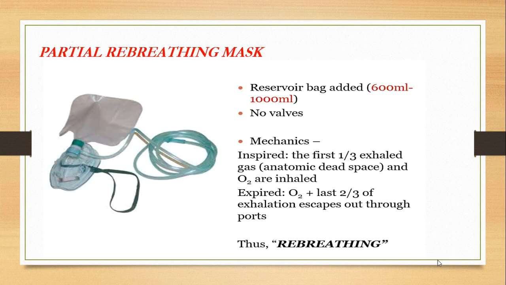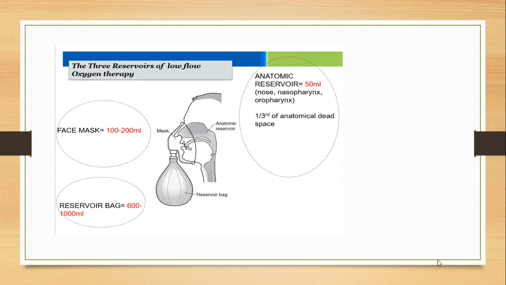Then coming to the partial rebreathing mask, it is again more or less like a face mask only with a small bag with a capacity of about 600 ml to about 1 liter attached to the mask. The mechanics is when you are inspiring, 1/3 of the exhaled air which is in the reservoir plus 2/3 of the fresh oxygen is inhaled by the patient, and when expiration occurs, 2/3 of the exhalation escapes with a little bit of oxygen. So these are the basic reservoirs that exist in a reservoir system.